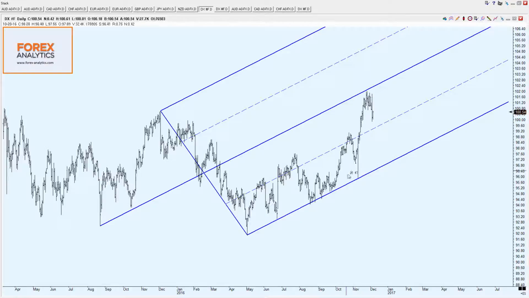But we don't just look at those. We don't just look at the outside lines of the pitchfork. What we do is we draw inside it. We draw what we call sliding parallels.